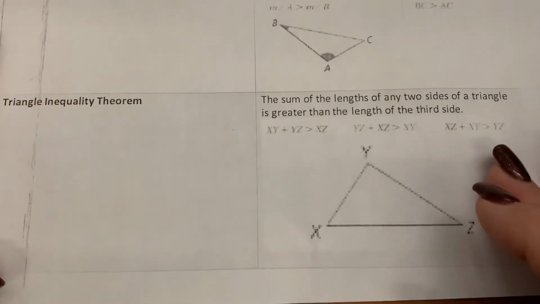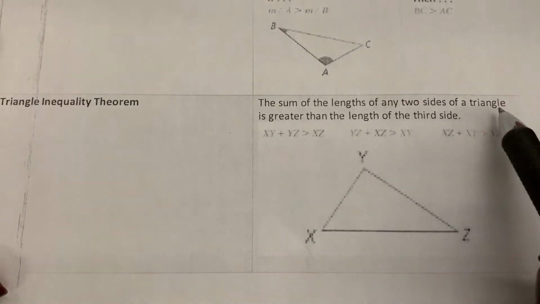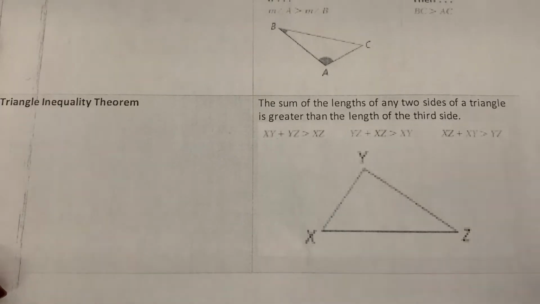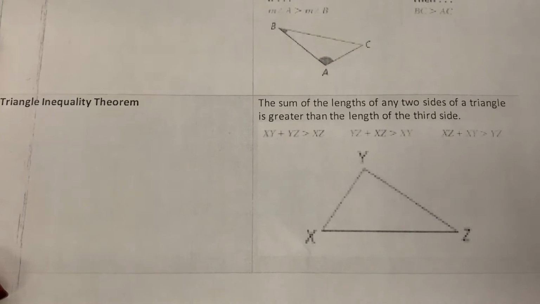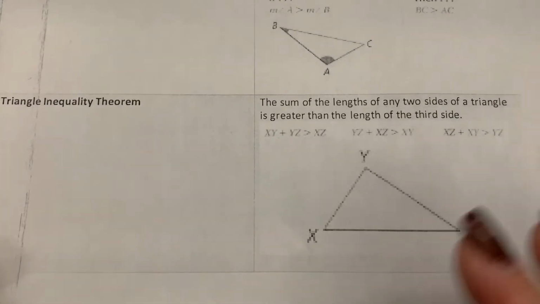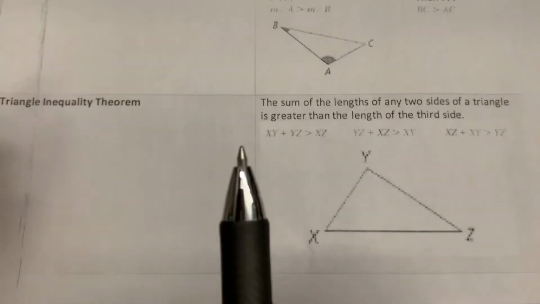In the triangle inequality theorem, the sum of the lengths of any two sides of a triangle is greater than the length of the third side. So every pair has to work. If you have one pair that doesn't work, then you don't have lengths that will form a triangle. So we're going to practice that one today, so you'll see us do it together. Okay.